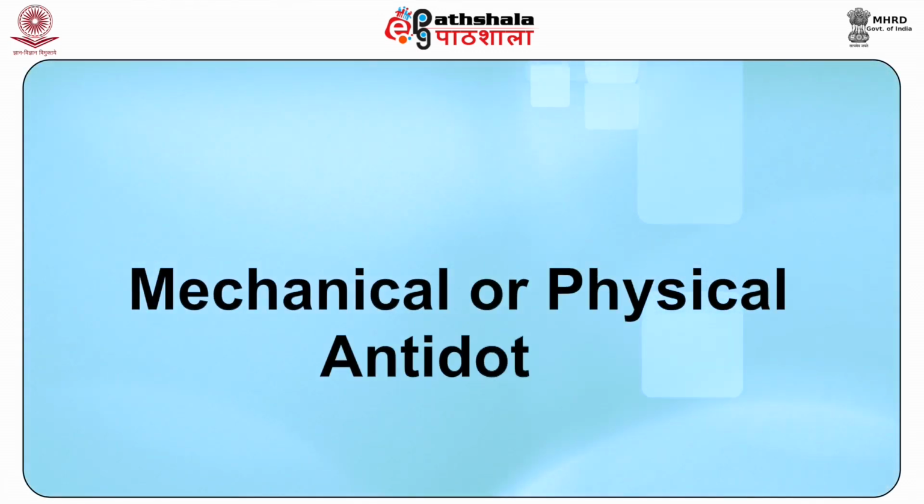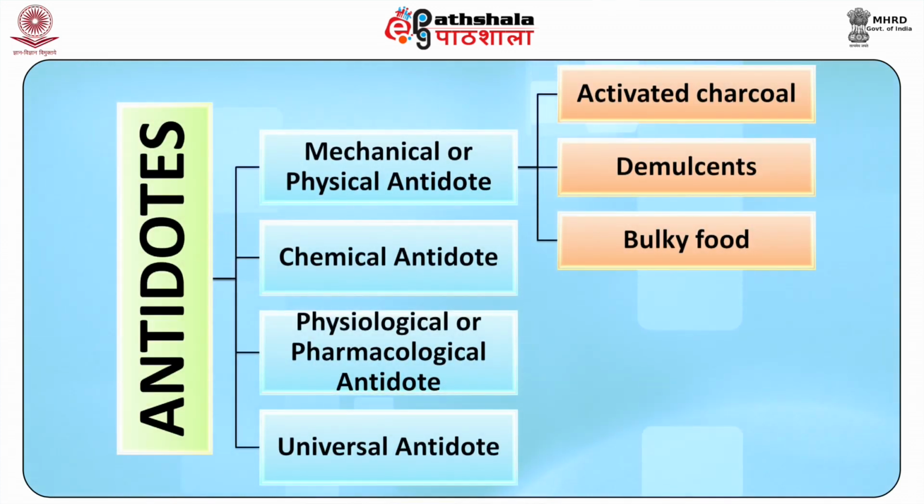Now, the mechanical or physical antidotes. The mechanical antidotes counteract the effect of poison mechanically, preventing their absorption without inactivating the damaging action of poisons. These are the substances that neutralize the poisons and they also help stop the absorption of poison in the body. These antidotes retard the absorption of poison by mechanical action. They are further subgrouped as follows based on their functions. The first is activated charcoal, second demulcents, third bulky food.